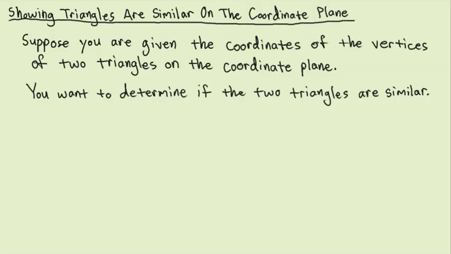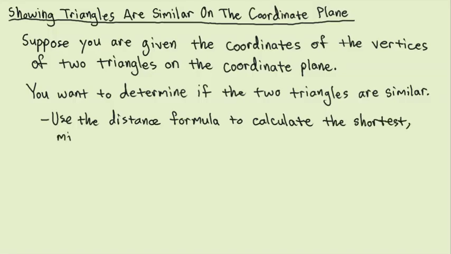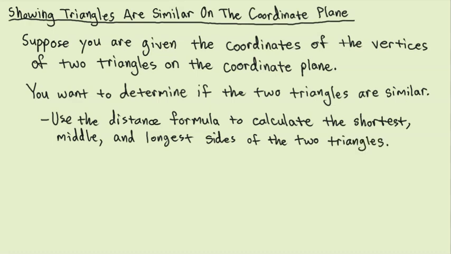The first thing you're going to do is use the distance formula to calculate the shortest, middle, and longest sides of the two triangles. Now let's briefly review the distance formula. The distance formula is the square root of (x2 minus x1) squared plus (y2 minus y1) squared.